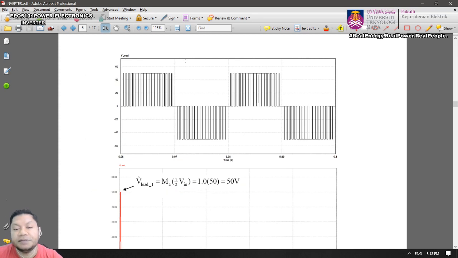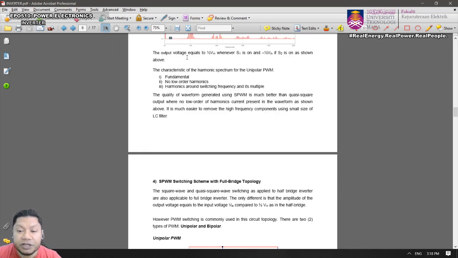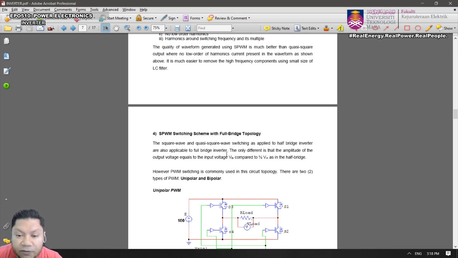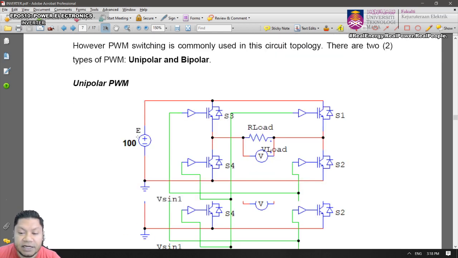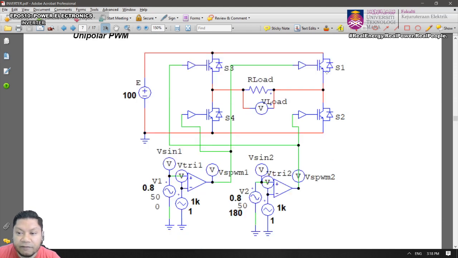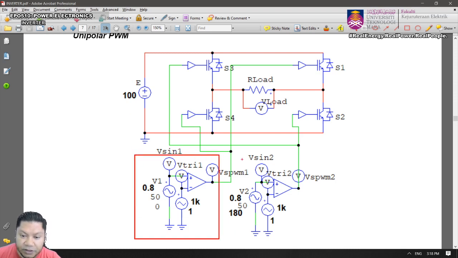Right? Okay, let's proceed with the PWM switching. We're going to look into the full bridge topology again. Just repeat it. Now we're going to explain the bipolar PWM. So unipolar we have seen just now. For unipolar, you're going to have S1, S2, S3, S4, and then you have two comparators. In this case, we're going to have 1 kilohertz switching frequency, right?